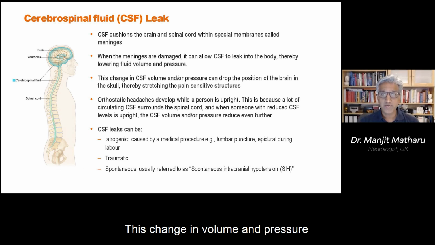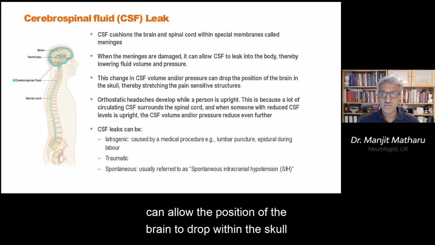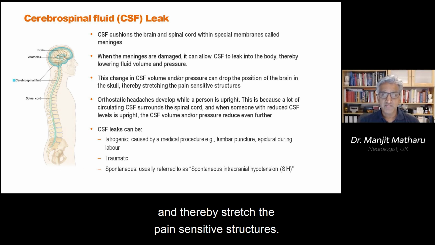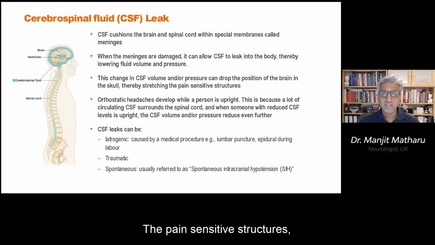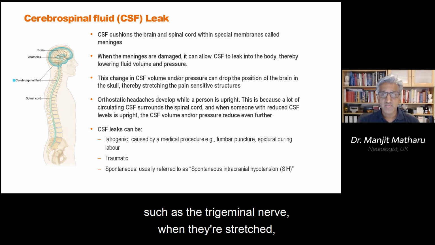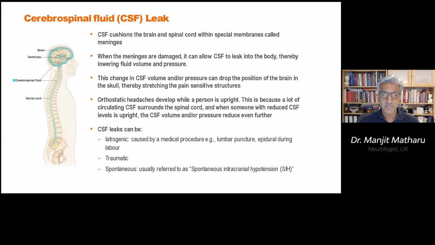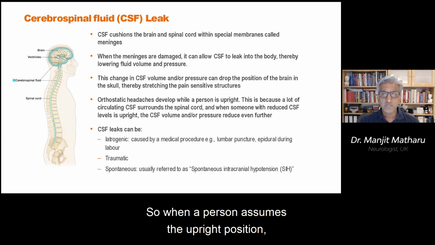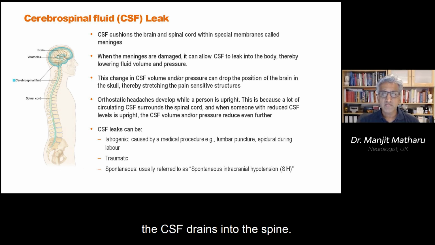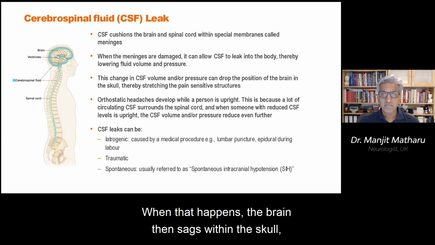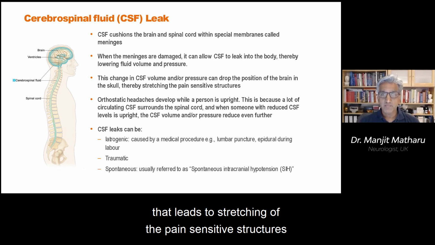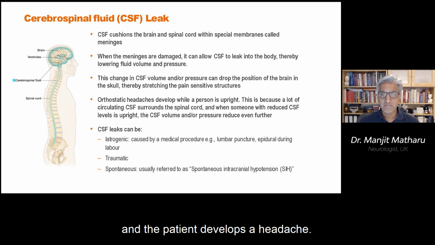This change in volume and pressure can allow the position of the brain to drop within the skull and thereby stretch the pain-sensitive structures. The pain-sensitive structures, such as the trigeminal nerve, when they're stretched, will then lead to development of a headache. So when a person assumes the upright position, the CSF drains into the spine. When that happens, the brain then sags within the skull. That leads to stretching of the pain-sensitive structures, and the patient develops a headache.